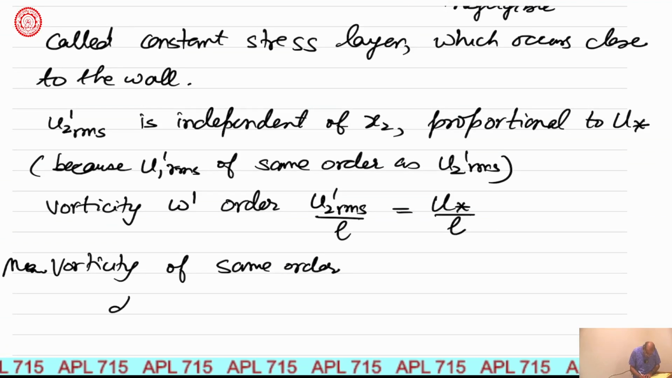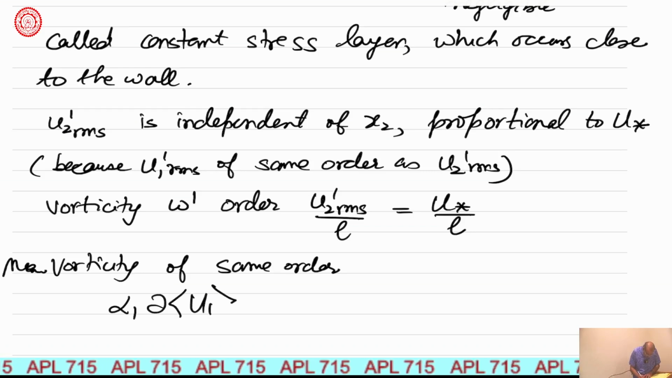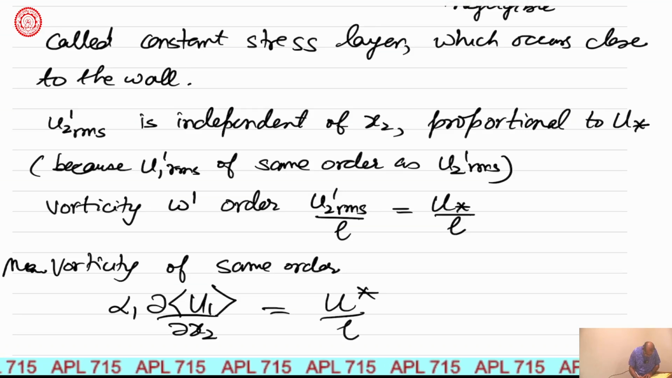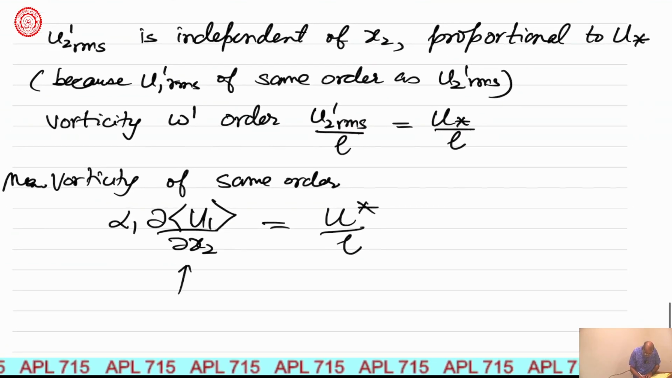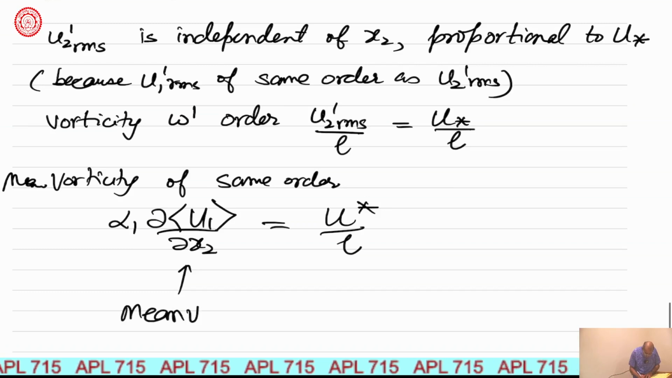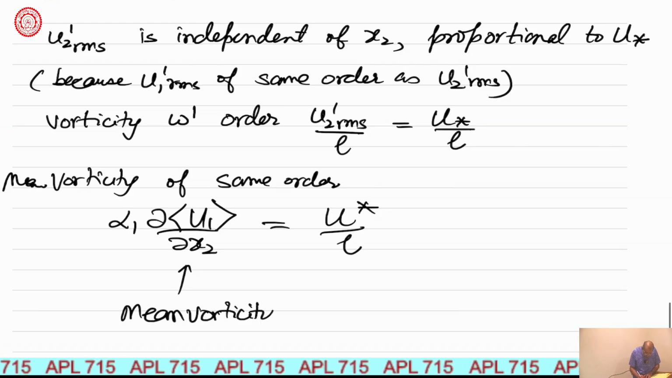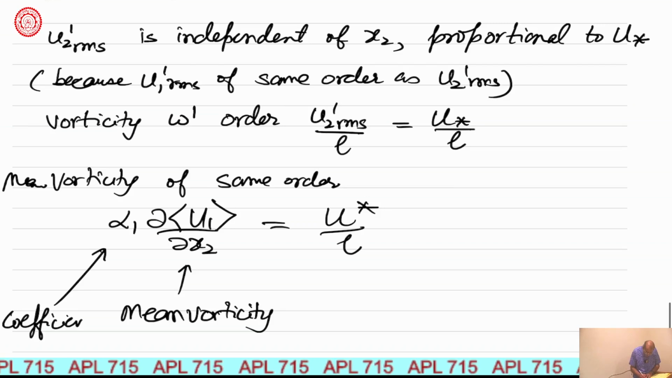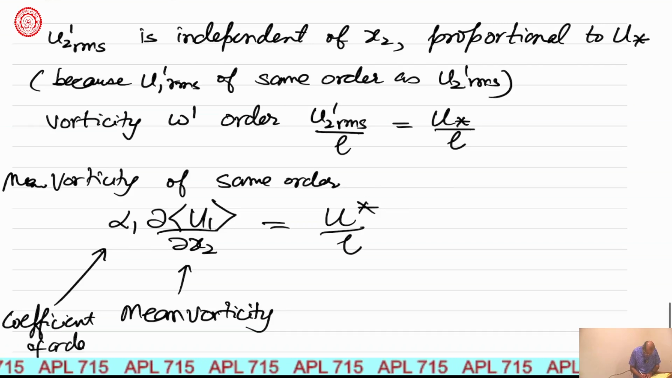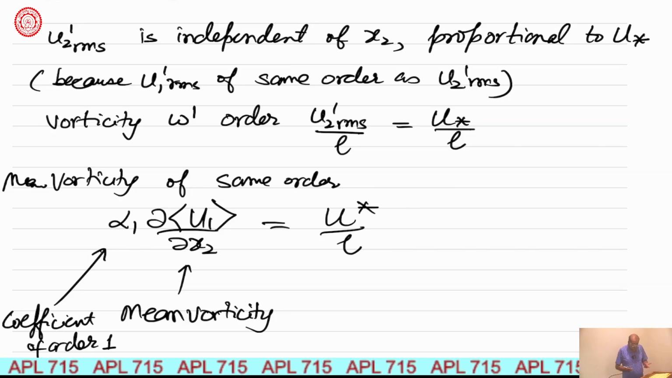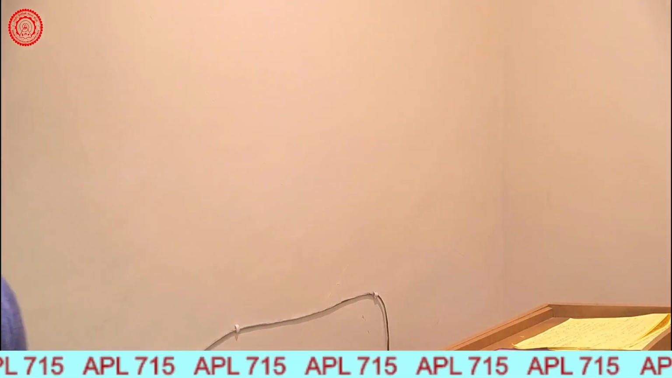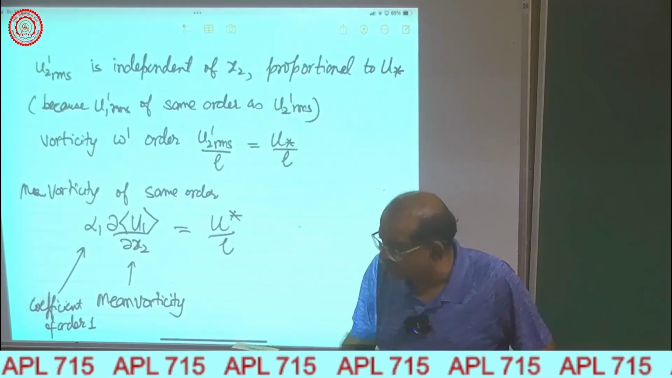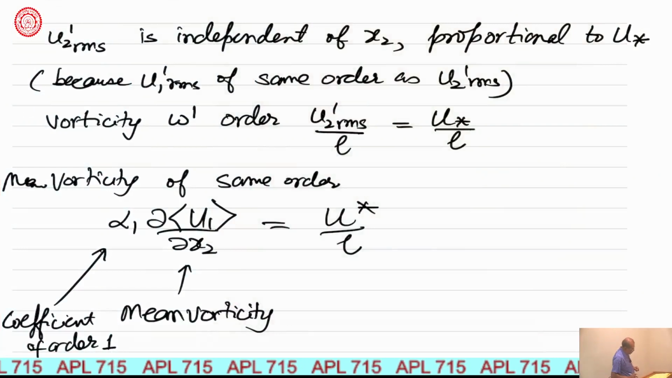So what we write is alpha 1, this is the mean vorticity, alpha 1 is a coefficient of order 1. Or you can say we are equating the time scales. The time scale of the mean flow is equal to the time scale of the fluctuating flow, and the fluctuating flow time scale will be equal to u star upon L.